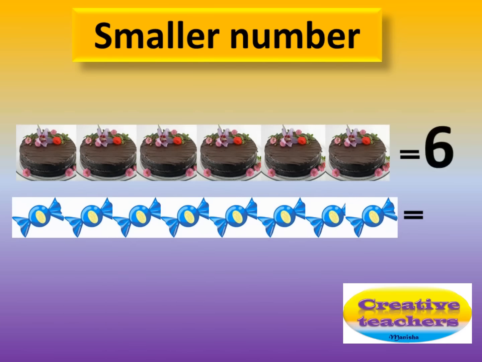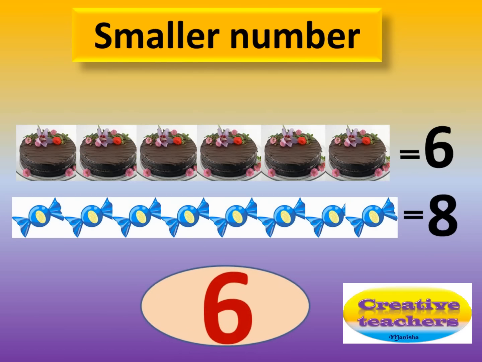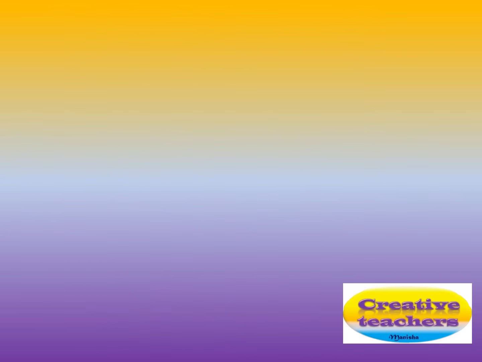And how many cakes are there? 6. 6 cakes. And how many chocolates are there? 8. Then tell me which is the smaller number? 6, correct. 6 is a smaller number.